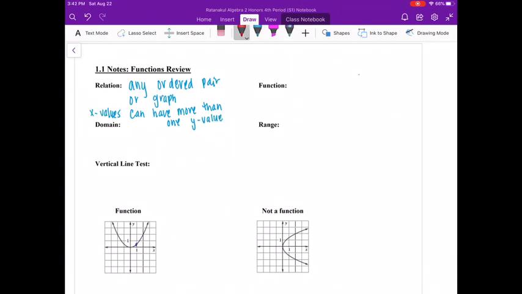A function is going to be a special type of relation. It is a relation for which every x value has exactly one y value.